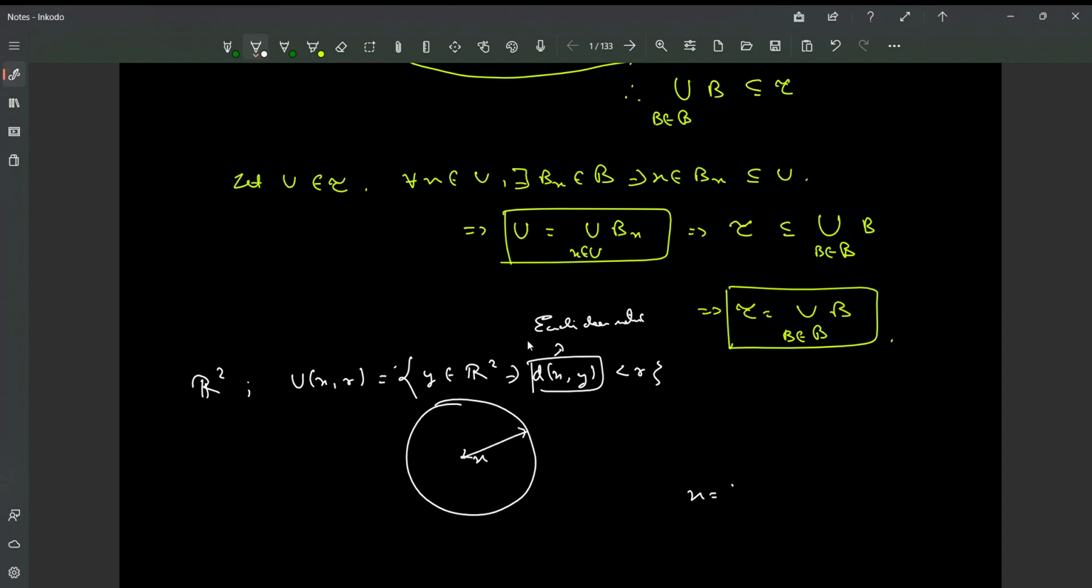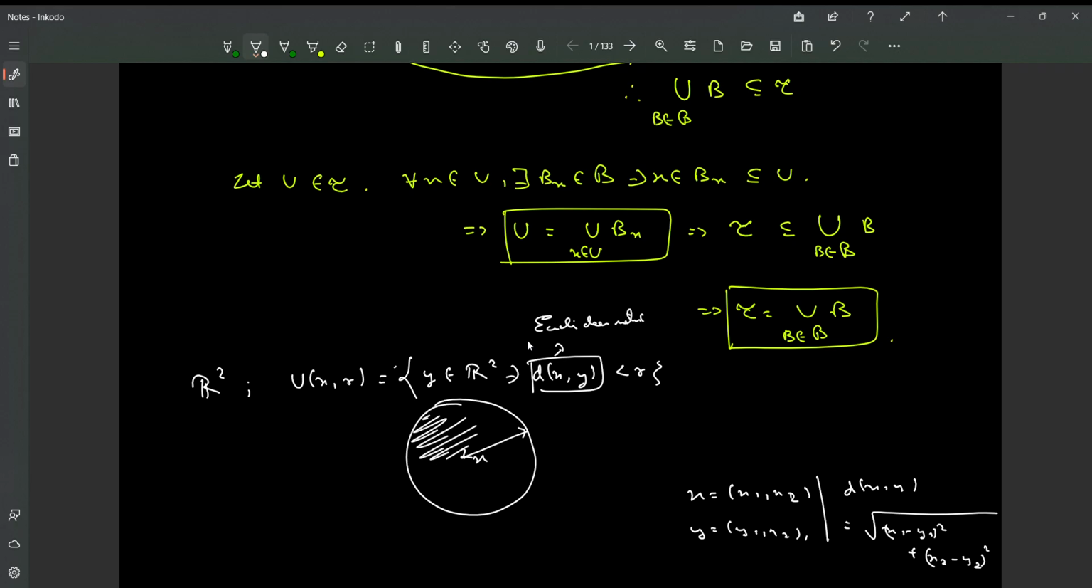Standard Euclidean metric in the sense that if x is the coordinate (x1, x2) and y is the coordinate (y1, y2), then the distance function d(x, y) is simply the distance formula: the square root of (x1 minus y1) whole squared plus (x2 minus y2) whole squared. So we know that this is the equation for an open disk, right? We have all the points except the circumference. So this obviously forms an open set.